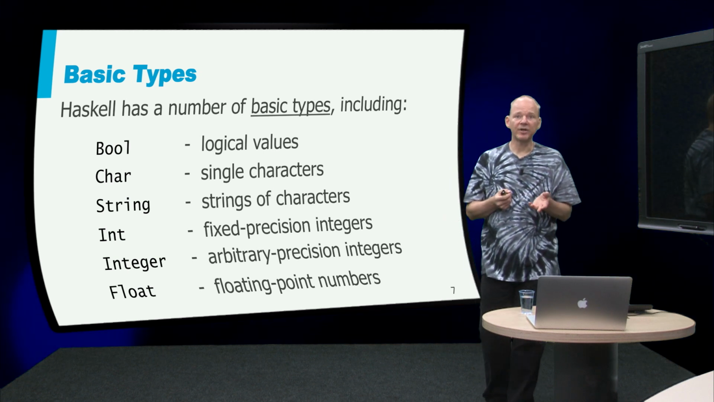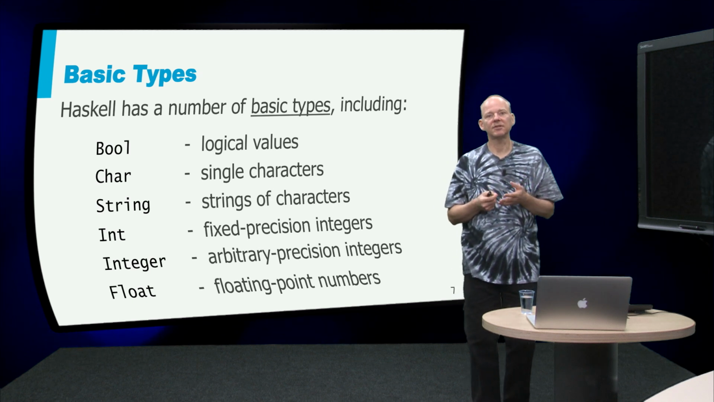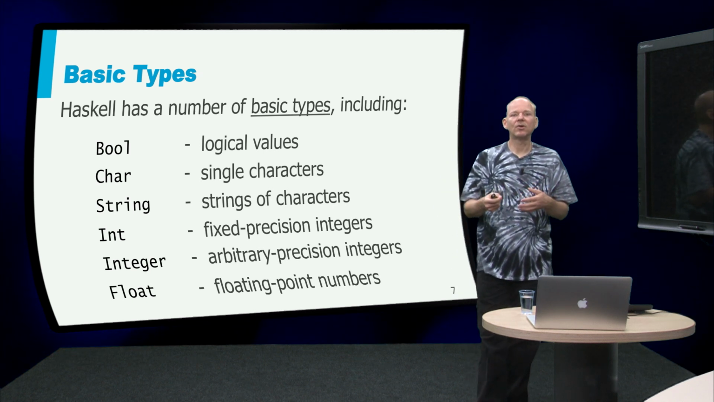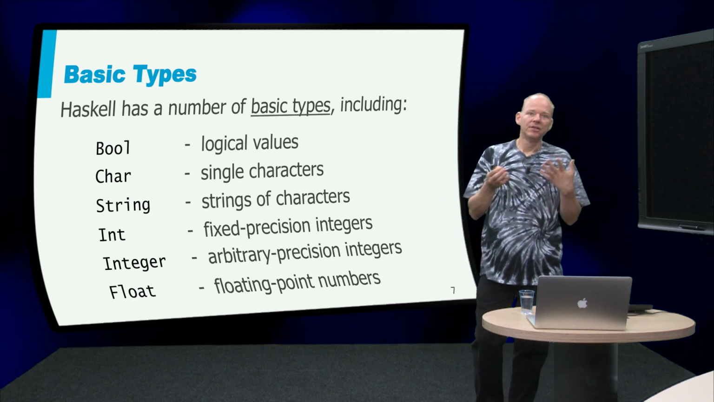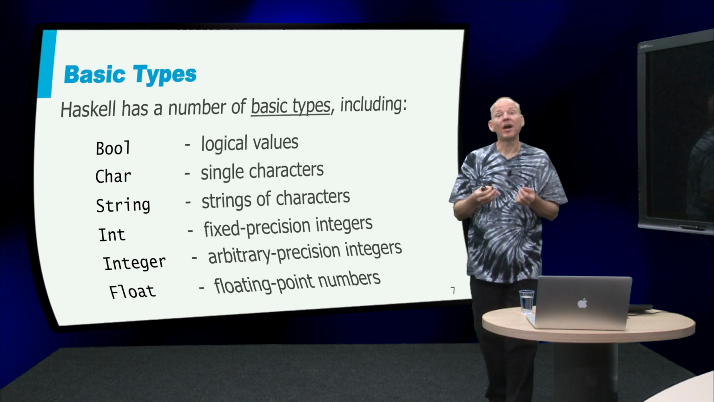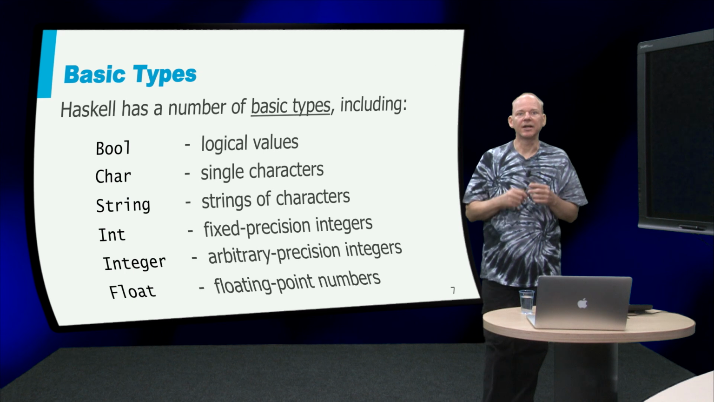Then there's the type of String, which are strings of characters. And we will see later that in Haskell, strings are really nothing more than lists of characters. So String, you could say it's not really a base type because it's defined in terms of another base type, characters.